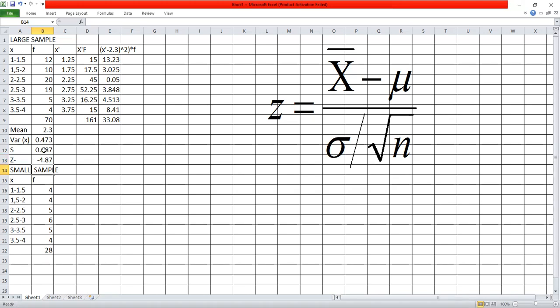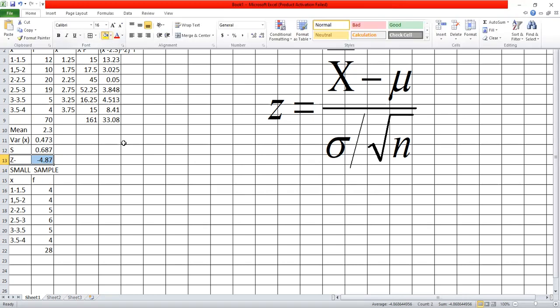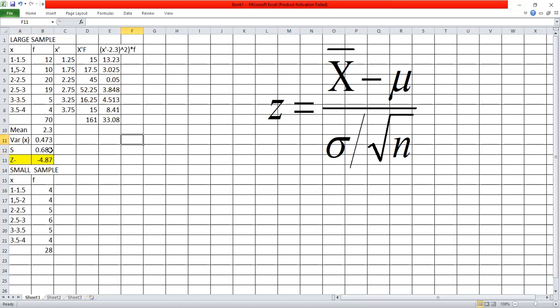When you calculate z yourself, you'll get minus 4.87. This is what you want. That is the test statistic. That is step 4. You collected sample data to be able to calculate this.